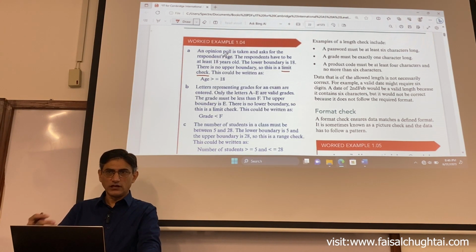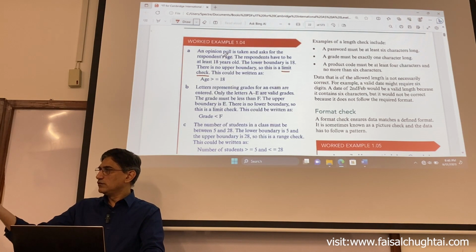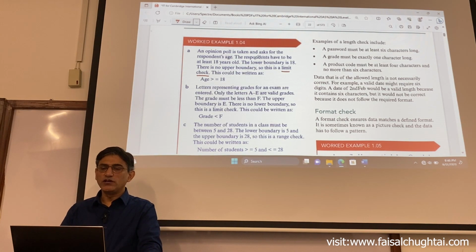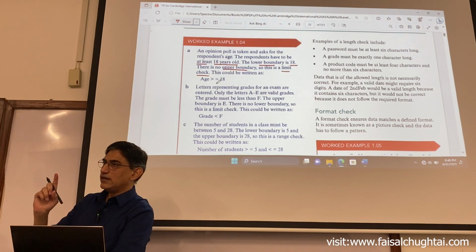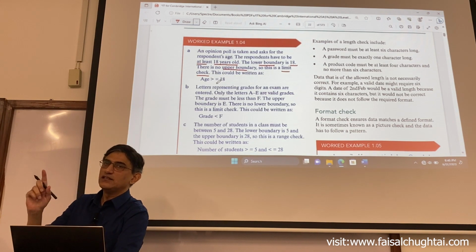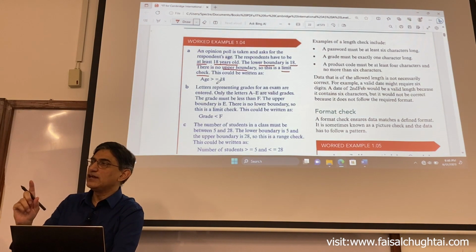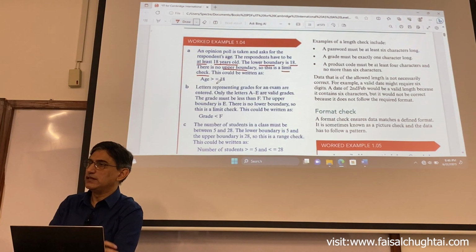An opinion poll is taken and asks for respondents' age. The respondents have to be at least 18 years old. The lower boundary is 18. There is no upper boundary, so this is a limit check. What is the requirement? That the people who are filling in this opinion poll must be at least 18 years old. At least 18 or above.